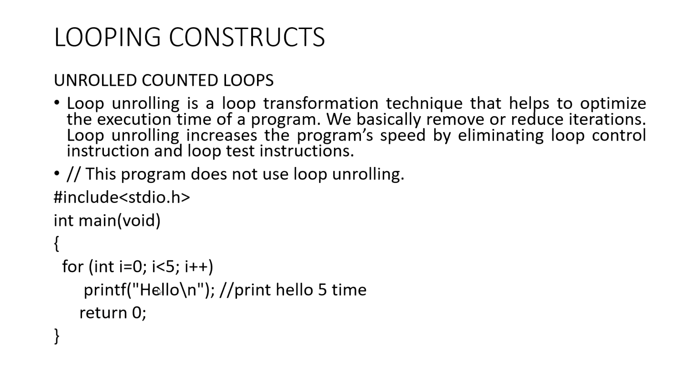The second one is unrolled counted loops. The main aim of unrolled counted loops is to reduce the time taken to execute a particular program. For example, we have a program over here, written with stdio.h, the main header file, and we can see a for loop: int I is equal to 0, I less than 5, I plus plus. printf hello. So it will print hello 5 times.